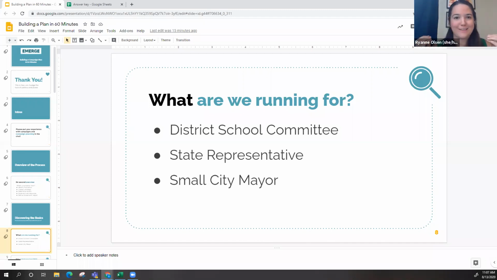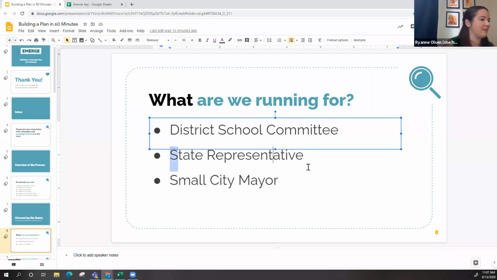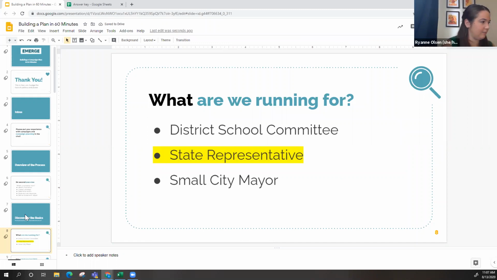And again, this is rapid fire. This is meant to be done in a classroom where I can see hands. So if you think I'm not being fair with my calls, please give me a bit of grace and space as we do this virtually. So wonderful. We are going to be running for state representative. This is beautiful. I'm really, really excited. So I'm going to highlight this so we can come back to it if we need to.